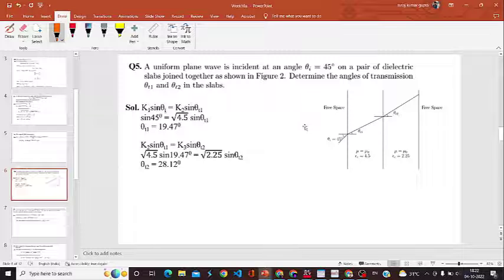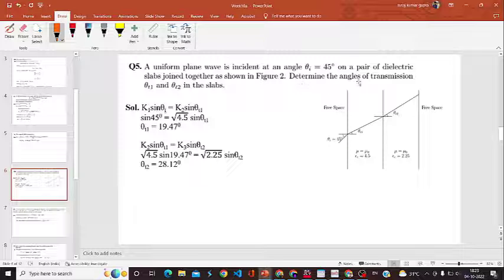Now move ahead. Here is the next problem, which states that a uniform plane wave is incident at an angle of 45. Here is the incident wave. It is incident at an angle of 45 from the normal of this boundary. Here is the normal and this is the boundary. So from the normal it is making an angle of 45 degrees on a pair of dielectric slabs. Here is the first dielectric slab, here is the other dielectric slab, which is shown in this figure.